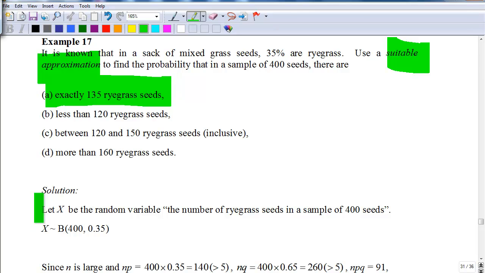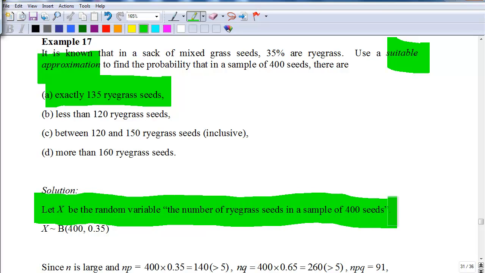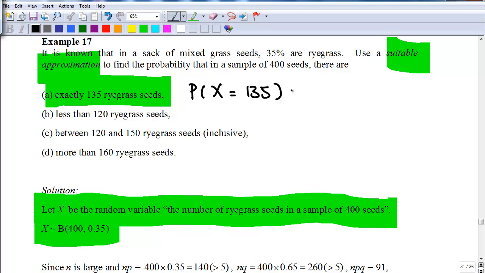First of all, we will let X be the random variable representing the number of ryegrass seeds in a sample of 400 seeds. So straight away, X is a binomial distribution with 400 as the n and 0.35 as the p. Okay? So again, strictly speaking, the answer to this part is just probability X equals 135, and you can easily use GC to get the answer. But now, I want to use a suitable approximation, which is normal, to find this probability.